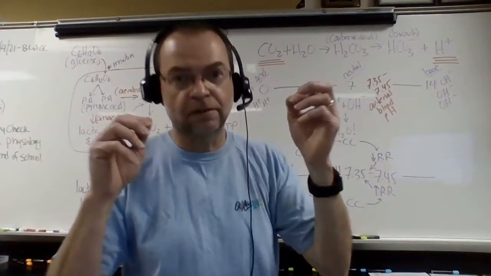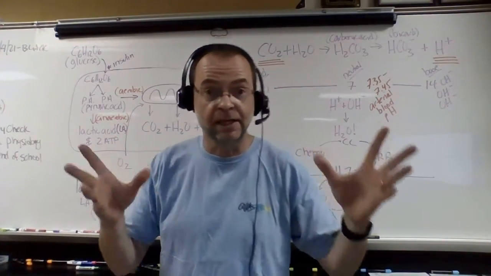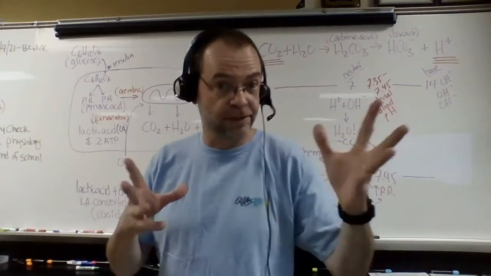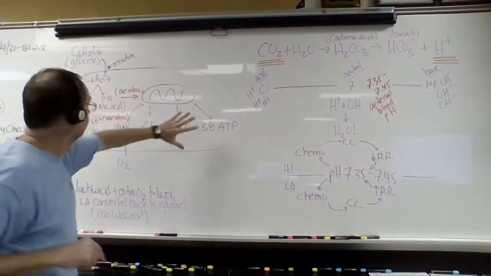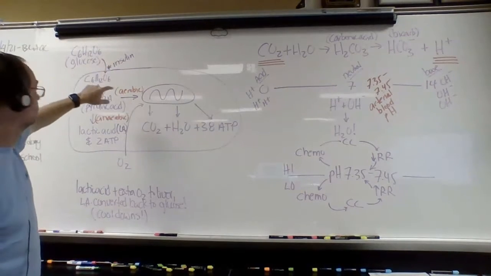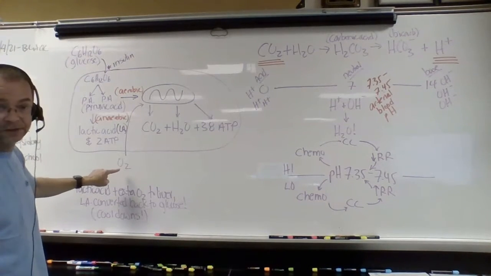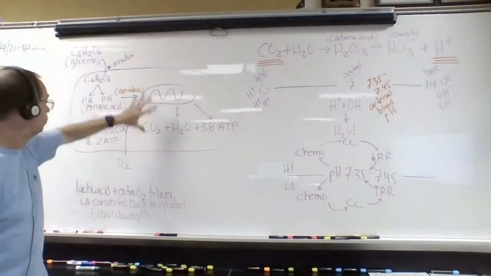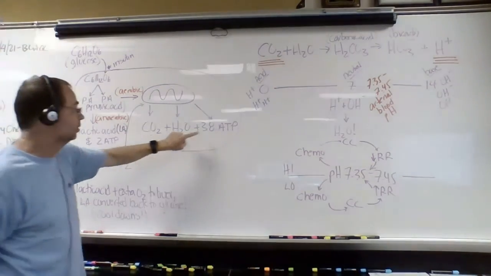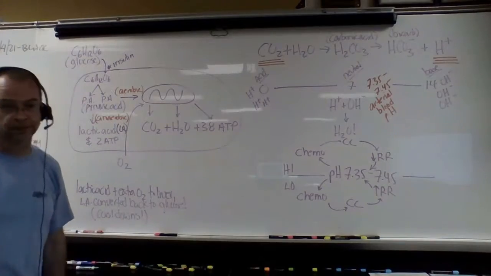All right, so we're going to take a look at cellular respiration and how that affects pH and how that affects your breathing. All right, so here we have a cell and we're doing cellular respiration, right? So cellular respiration is when you take glucose, C6H12O6, and oxygen, and you produce CO2, H2O, and ATP. So the only reason we do cellular respiration is to produce ATP.